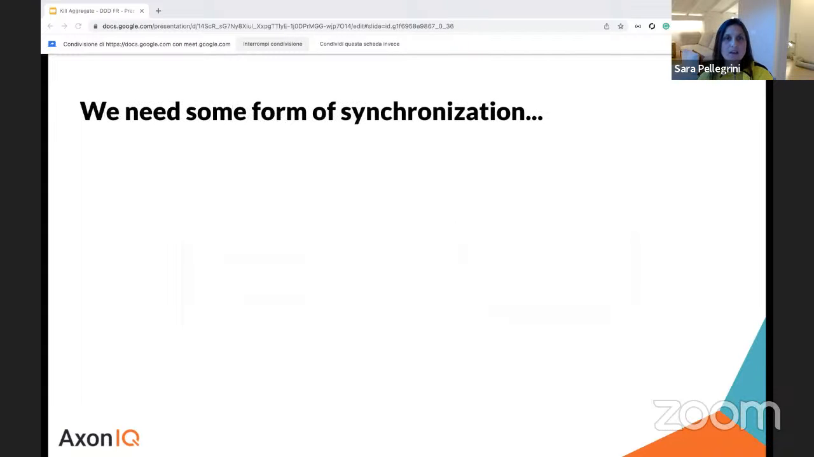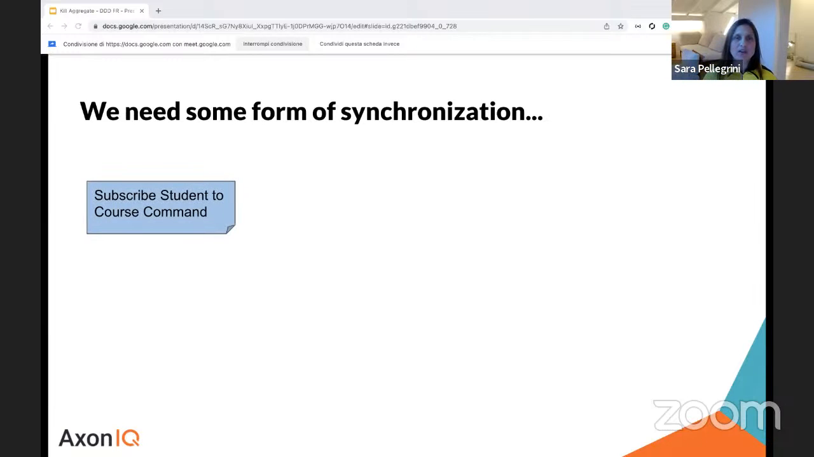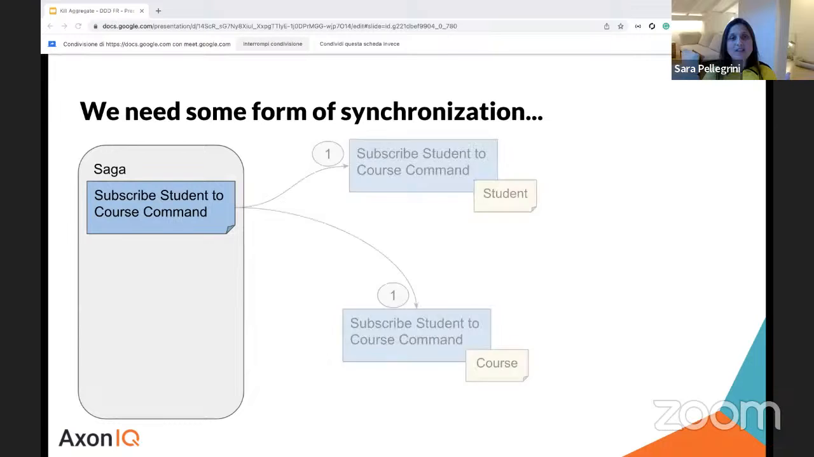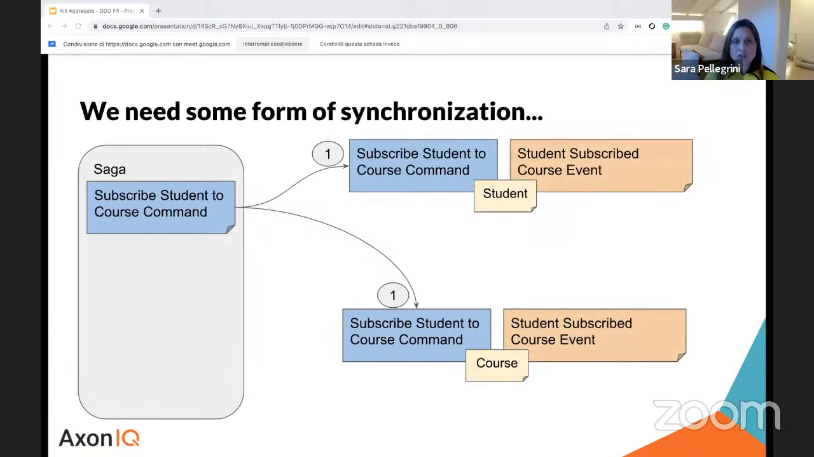And this situation forces us to introduce a certain form of synchronization. The subscribe student to course request will be handled by a component that is able to deliver the respective commands to both the student and the course. The student and the course then publish their respective events.